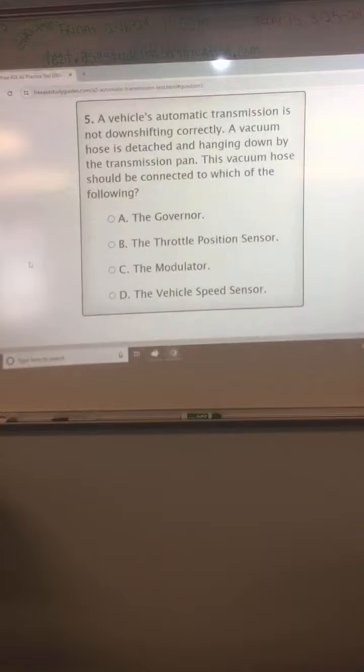The vehicle's automatic transmission is not downshifting correctly. A vacuum hose is detached and hanging down by the transmission pan. This vacuum hose should be connected to which of the following? So you already know this is a hydraulically shifted transmission, otherwise it would not have a vacuum hose on it. It's not downshifting correctly, hooked to what? The modulator? Yeah.